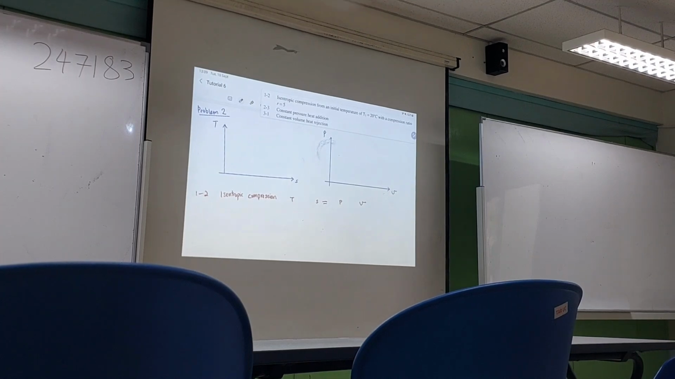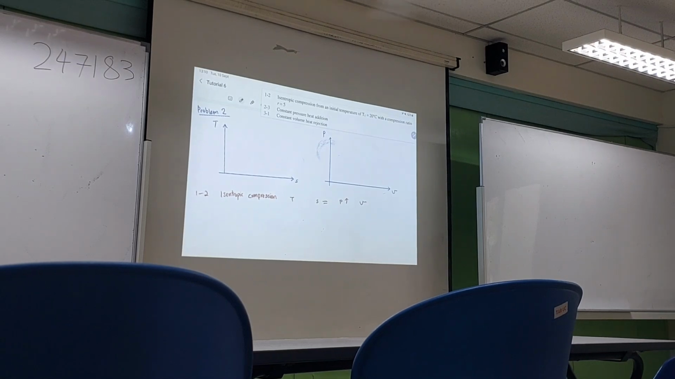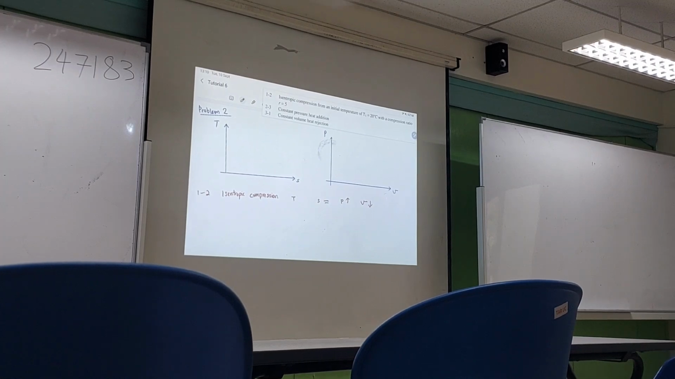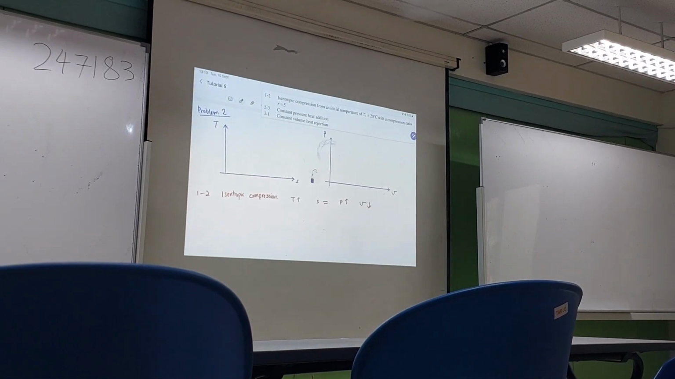How about P? What will happen to P in a compression? It will increase. Volume? It will decrease. How about temperature? Increase. Usually if pressure increases, temperature will increase. These two things usually go along together. Usually there are some exception cases, but not here. Okay, so these are the three things and how they change.